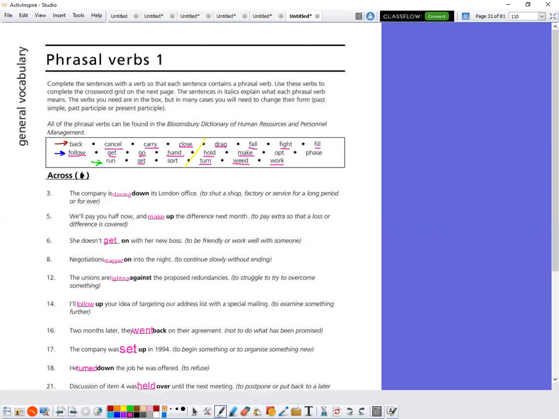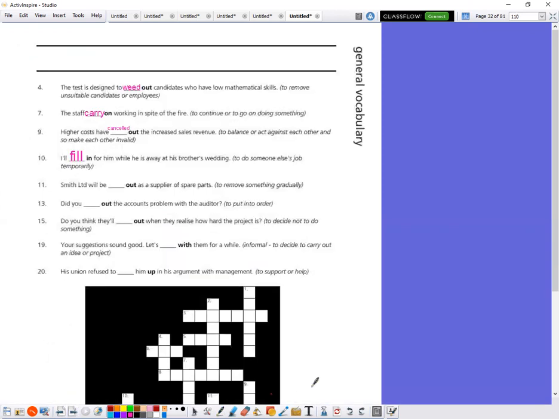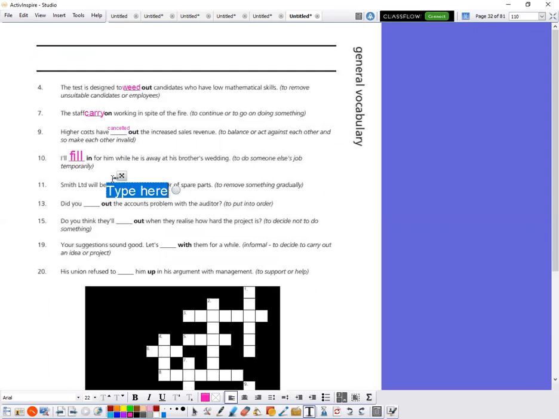To check the word and to write it down: phased out.